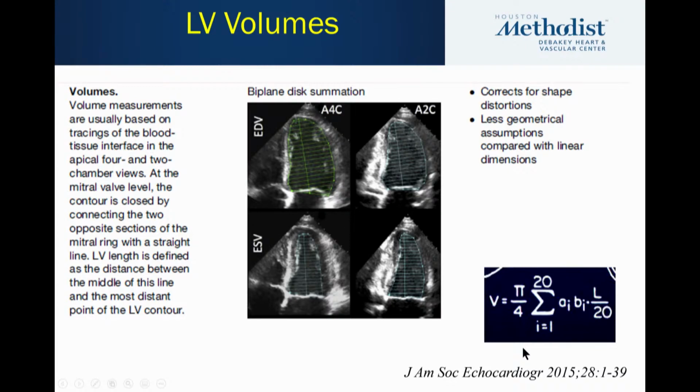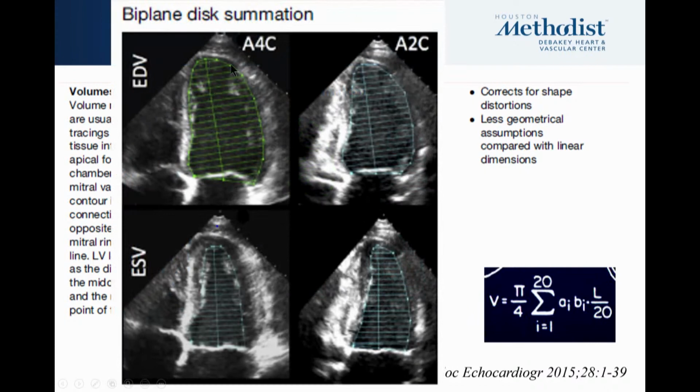And that's the reason why today, with all the good technology we have, we're truly emphasizing quantitation of volumes and ejection fraction. The two-dimensional method that the ASE recommends is the biplane summation of discs, where one traces the cavities in four and two chamber, diastole and systole, and the computer produces multiple little discs, and then summates the volume in each of these discs and puts them all together through a very complex formula. But computers love formulas, and they can do this very quickly.